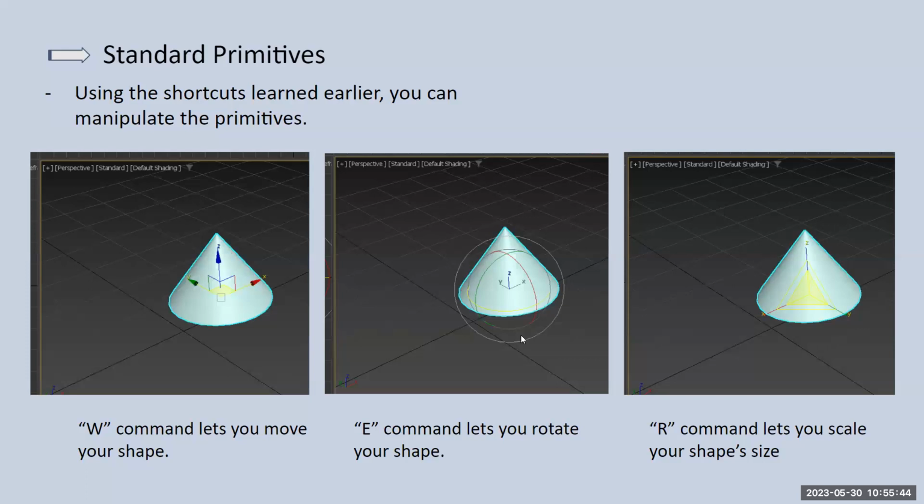Then these are the shortcuts I mentioned earlier. The W command lets you move your shape. The E command lets you rotate, and then your R command lets you scale your shape.